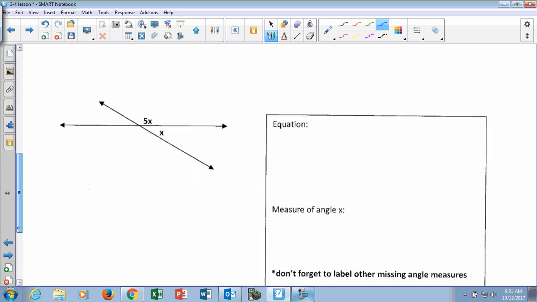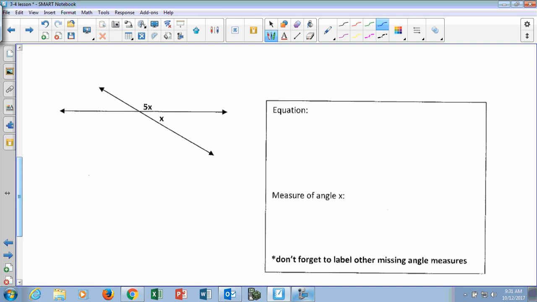One angle they said is x, the other one is 5x. Well, what do we know about angle x and angle 5x from where they're positioned, Anthony? Yeah, they're supplementary angles, which means they have to add up to 180. So how can I write an equation for this?